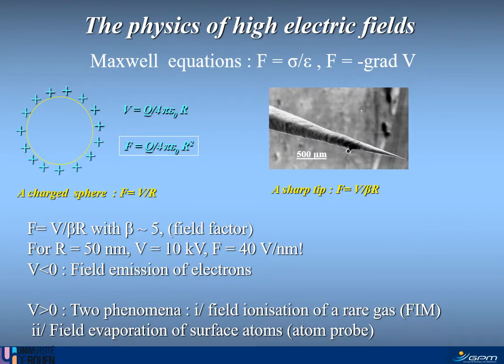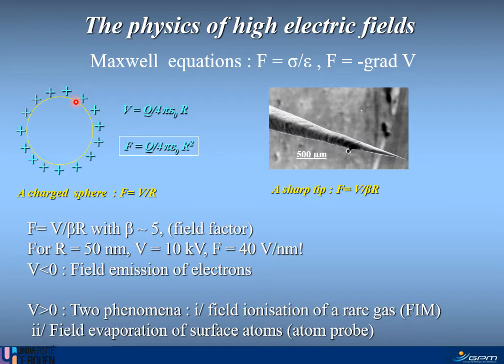So coming back to the basics of electrostatics and how to generate a high electric field. I just recall the Maxwell equations: you can produce a high electric field simply by having electric charge at the surface of an object, here a sphere in the first approach, divided by the permittivity. And this field is also equal to the gradient of the electric voltage, and there is of course a minus here.